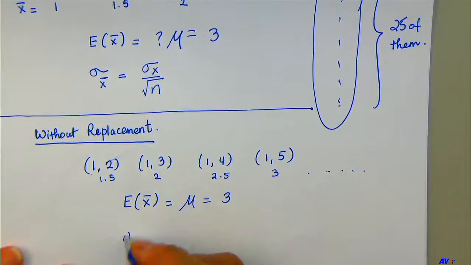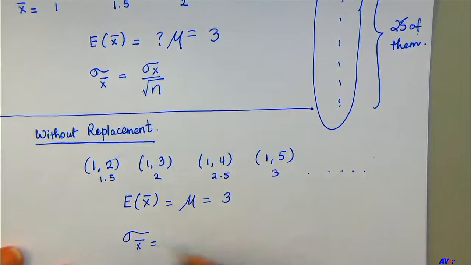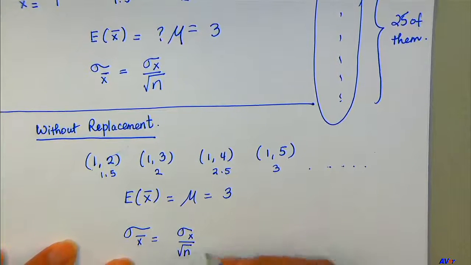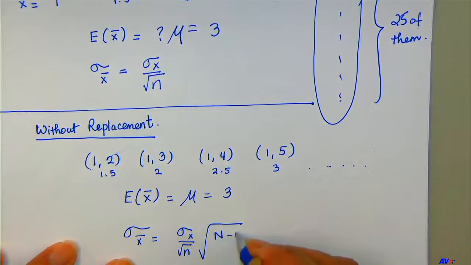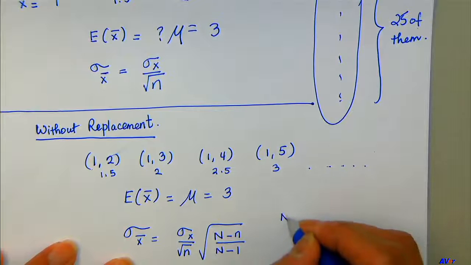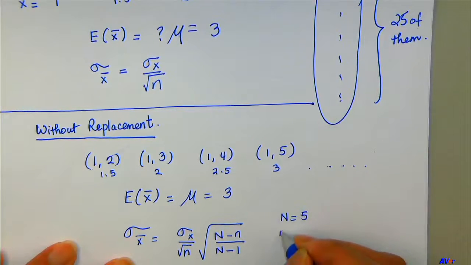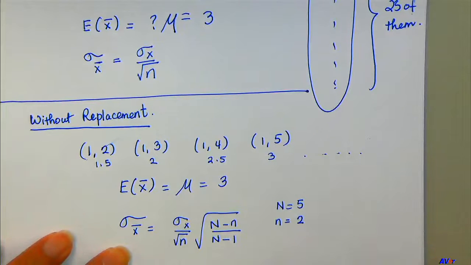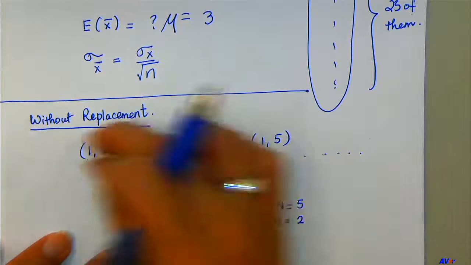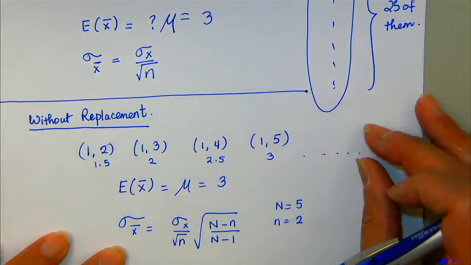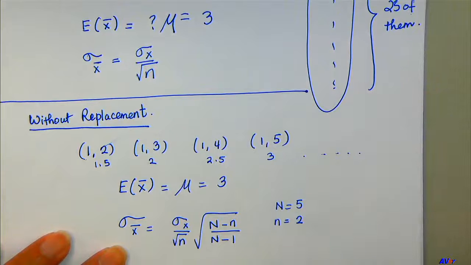And show that sigma x bar is equal to sigma x over root n times the square root of (N minus n) over (N minus 1), where capital N is 5, lowercase n is 2. Show it with your data. Follow me? I promise it's not going to take you more than 5 minutes because you have a bunch of numbers here. You're going to stick it in the calculator and find the mean and find the standard deviation.